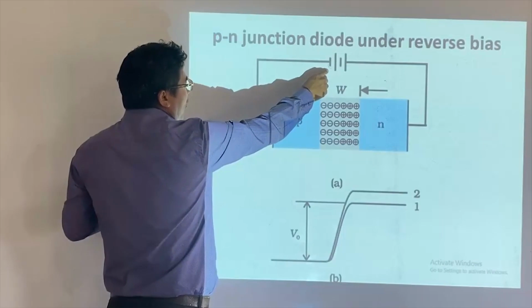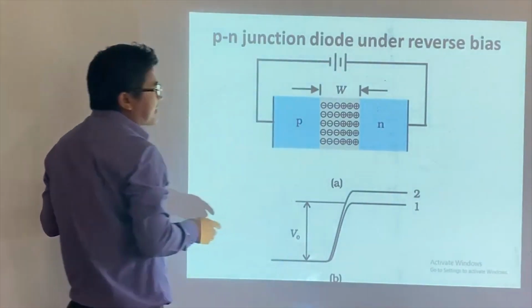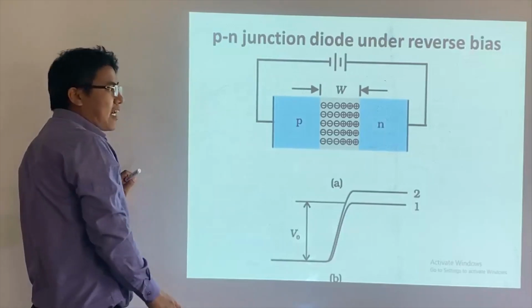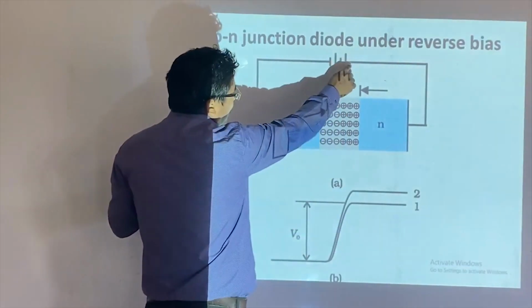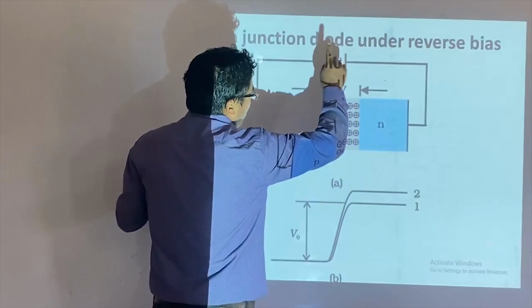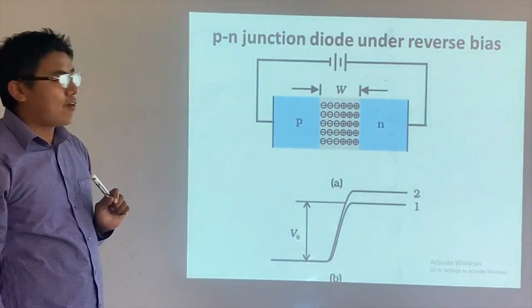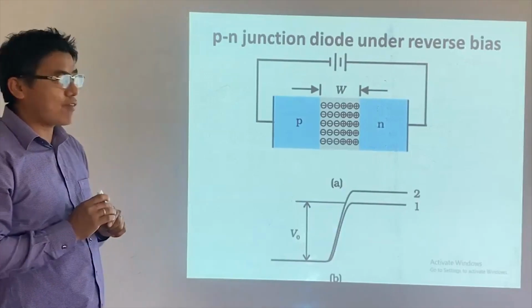First, the negative terminal of the cell is connected to the P terminal of the PN junction diode, and the positive terminal of the cell, or battery, is connected to the N terminal of the PN junction, right? So this is what we have: reverse bias.